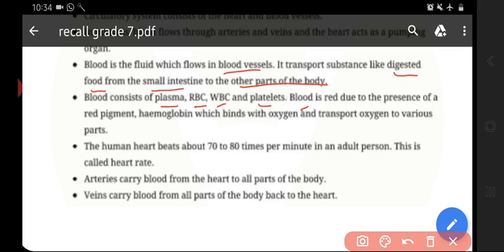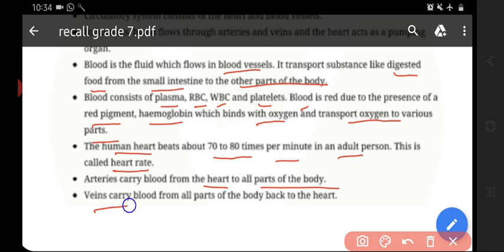Blood is red due to the presence of a red pigment called hemoglobin, which binds with oxygen and transports oxygen to various parts. The human heart beats about 70 to 80 times per minute in an adult person. This is called the heart rate. Arteries carry blood from the heart to all parts of the body, whereas veins carry blood from all parts of the body back to the heart.